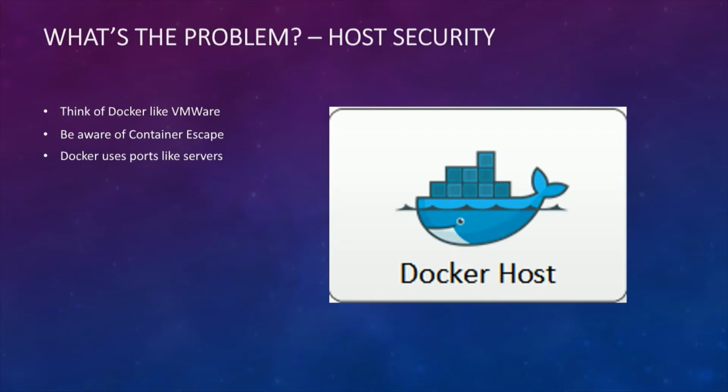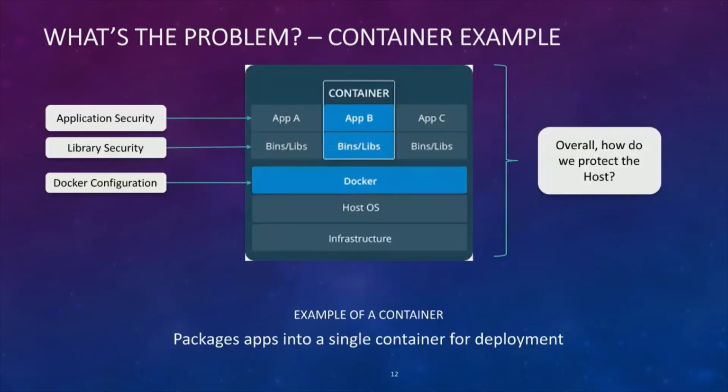So, putting it all together, hopefully this makes a little more sense. These are really the four areas you can look at when you're trying to divide up a container, know how to secure it, and make sure you have a process built around it: your application security, your library security, your Docker configuration, and finally your overall host security.